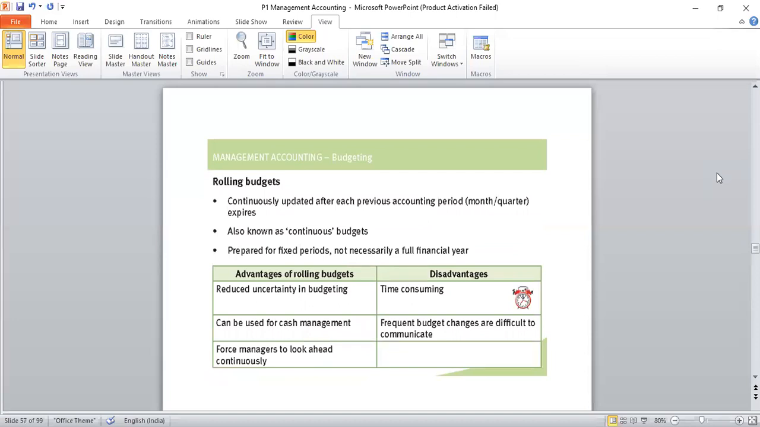Now we're going to learn about various types of budgets. Theoretically, we need to. I already explained to you about what is a rolling budget.